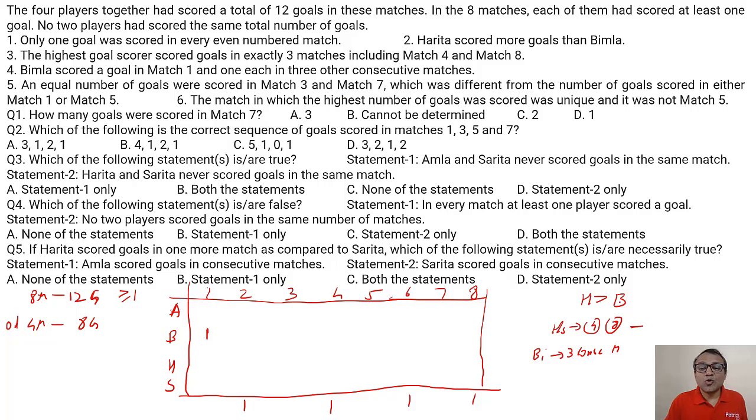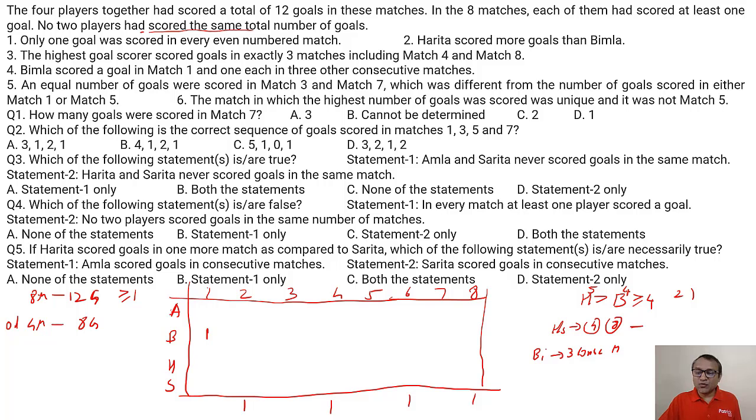And remember, H is more than B. So B must have scored at least 4 goals: in match 1 plus 3 other matches. So B is greater than or equal to 4. And you remember, 12 goals by 4 people, and each has scored at least 1. No 2 players have scored the same number of goals. If I take Bimla as 4 and Harita as 5, these 2 have scored 9, so automatically the other 2 will score 2 and 1, and 12 is satisfied. So this is the only combination possible.